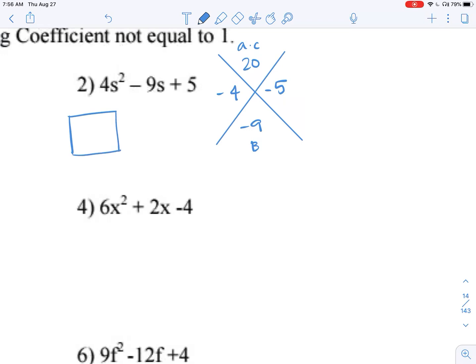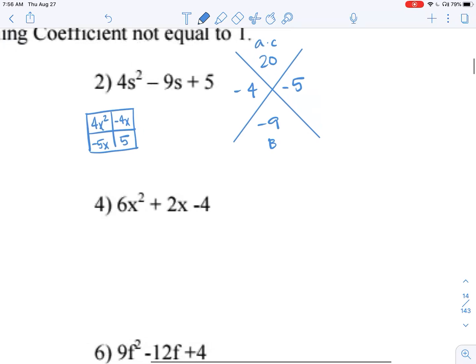Take it and put it into the box. I'm just going to use an x. 4x squared, 5, and then we're going to split the middle term into the negative 4 and negative 5. Negative 4x, negative 5x. Look left, I can bring out a 4x. Look left, I can bring out a 5. Look down, I can bring out an x. And look down, I can bring out a 1.